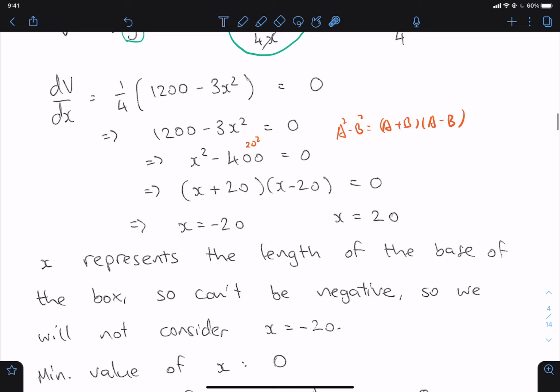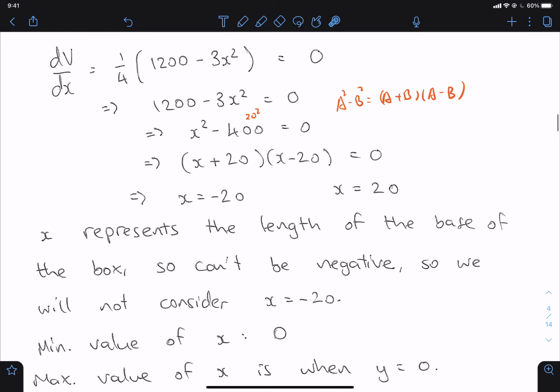Because x represents the length of the base of the box, it can't be negative. We can't have a negative length in reality. So we will drop this negative solution and not consider x equal to negative 20. We only take this one here, which is the only critical number we have.